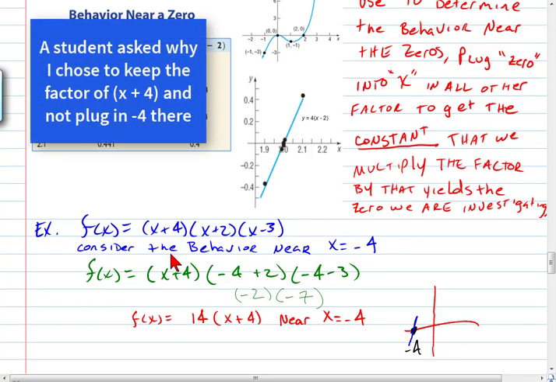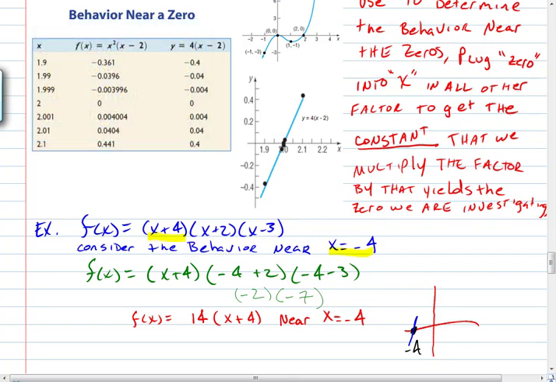Because this -4 right here came from this factor right there. So I don't plug in the 0 into the factor. That factor became my factor right here. I was trying to get the constant that went with that factor.